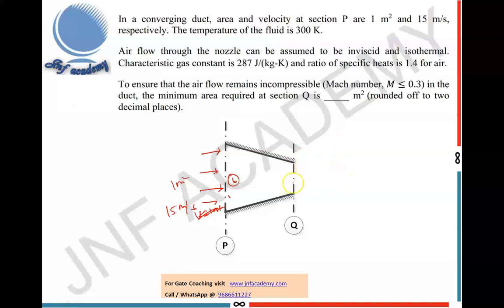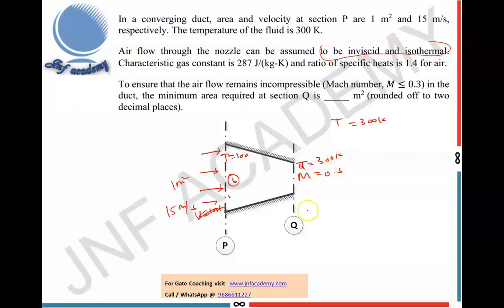Okay, so we can take it like this. At this section, M is equal to 0.3. That's the condition. And one more piece of information is given: the temperature is T equal to 300 Kelvin, and it is clearly given that it's an isothermal process. You can assume the flow to be inviscid and isothermal, which means the temperature is not changing, because the temperature at P is 300 and the temperature at Q is also 300.